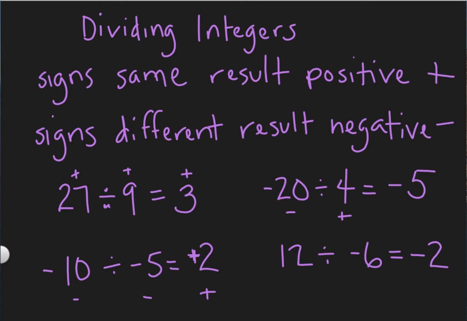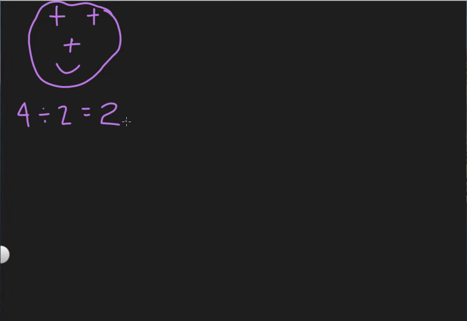So let's look at the four faces. It's going to work the same way that it did for multiplication. If I have a positive number divided by a positive number, my result is going to be positive. So there's my first face. Let's look at some of those examples. So let's do 4 divided by 2. Both positive numbers, my solution is going to be positive 2. If I have 8 divided by 8, positive 8, my answer is going to be positive 1.